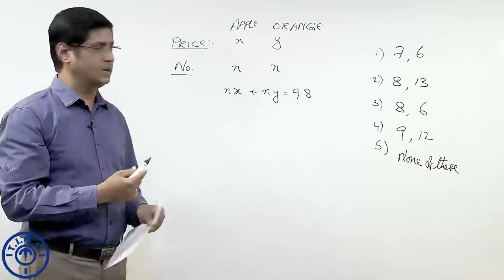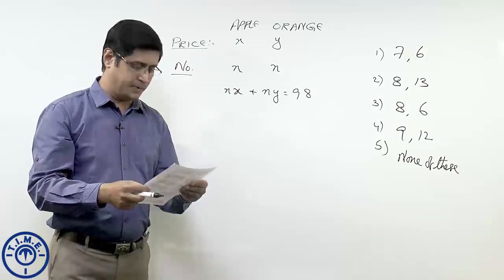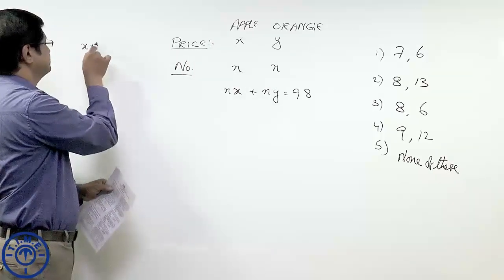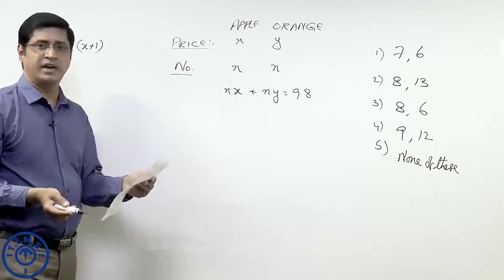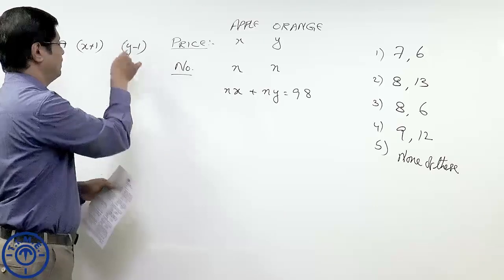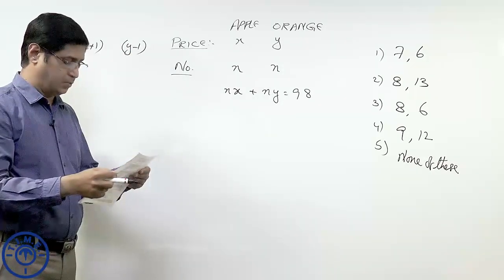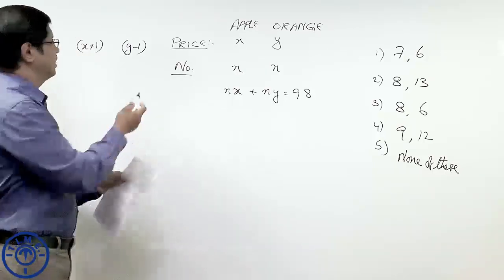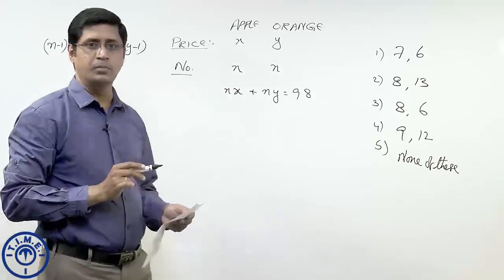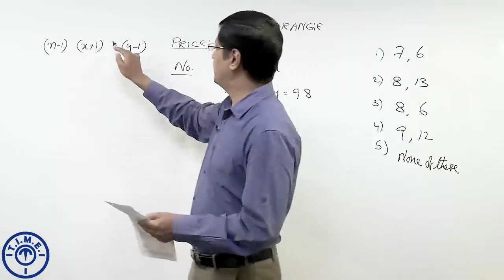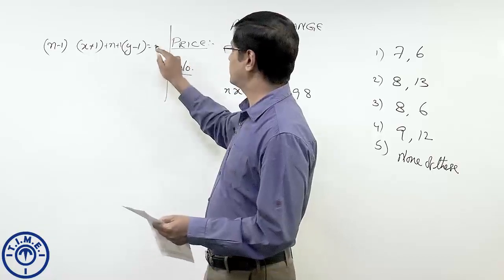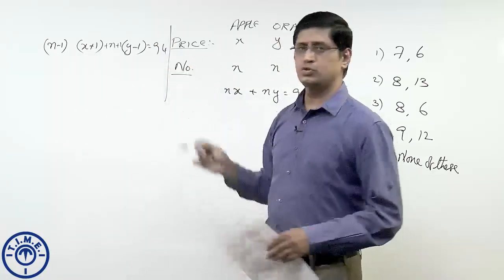Of course, one more condition is given: the price of apple increased by 1, which means x becomes x plus 1, and the price of the orange reduced by 1, which means y minus 1. Now, he bought 1 less apple, which means n minus 1, and 1 more orange, which means n plus 1. The sum of these values is rupees 94. So, these are the two conditions.